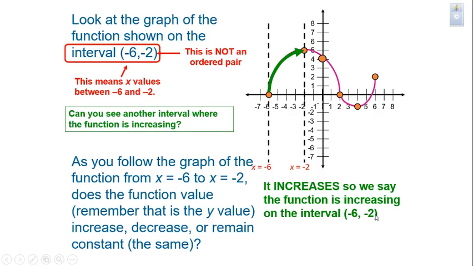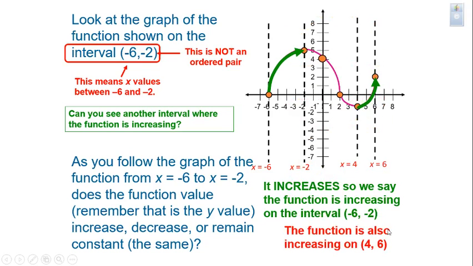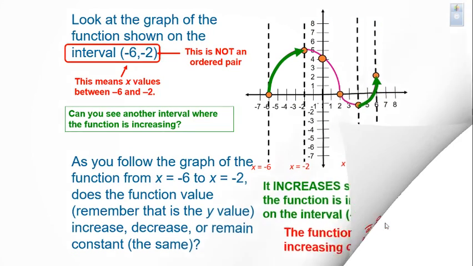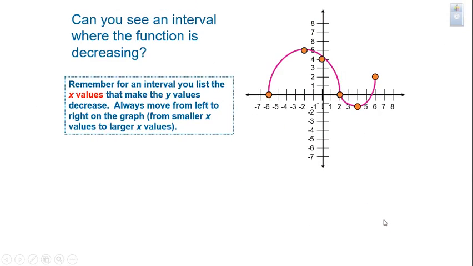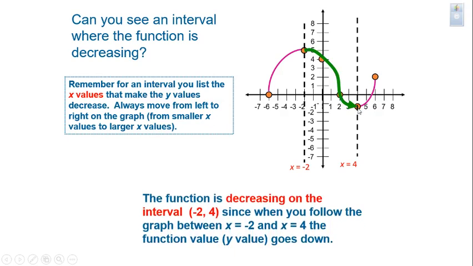Very simple. Now, as you can see, the graph is also increasing on another interval. Can you see where it is? Right, from 4 to 6. So the graph is also increasing on the interval from 4 to 6. Now let's take a look at where the function is decreasing. As you can see, the function starts decreasing at -2 and keeps doing that until you get to 4. So the function is decreasing on the open interval from -2 to 4, because the graph is going downward from left to right.